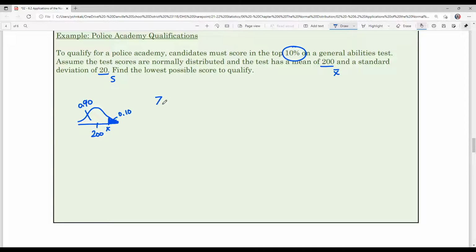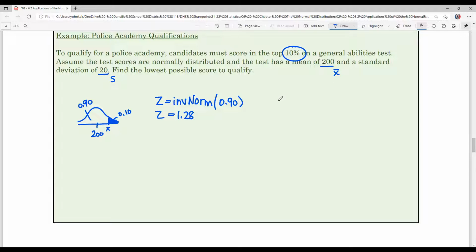So I'm going to find the z-score by inverse norming how much area is to the left. Well, if this is my x value, to the left is 90%. So I'm going to inverse norm 90%. If I do this, I get a z-score of 1.28. That means that right here, 1.28 is going to be how many standard deviations away from the mean I am.